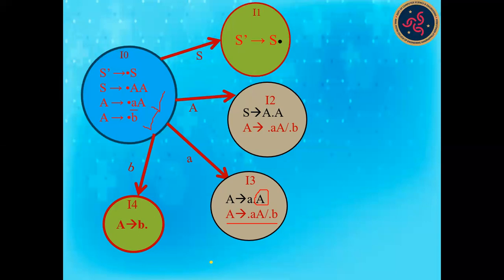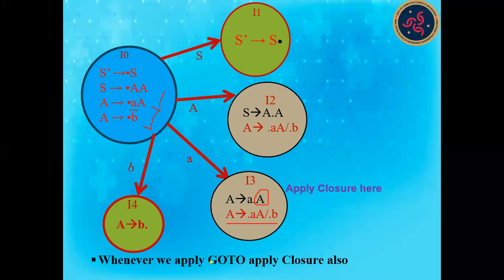Okay. So next, that is wherever we apply a goto. Here, wherever we have applied a goto function, we need to apply the closure also. Here we had applied a goto, right? So we need to check for closure also for every goto function. That is what is specified here. Here we apply the closure here as well as here.